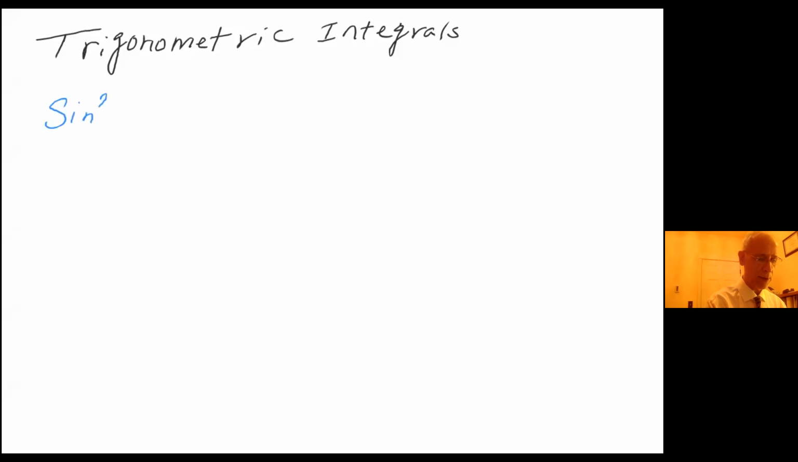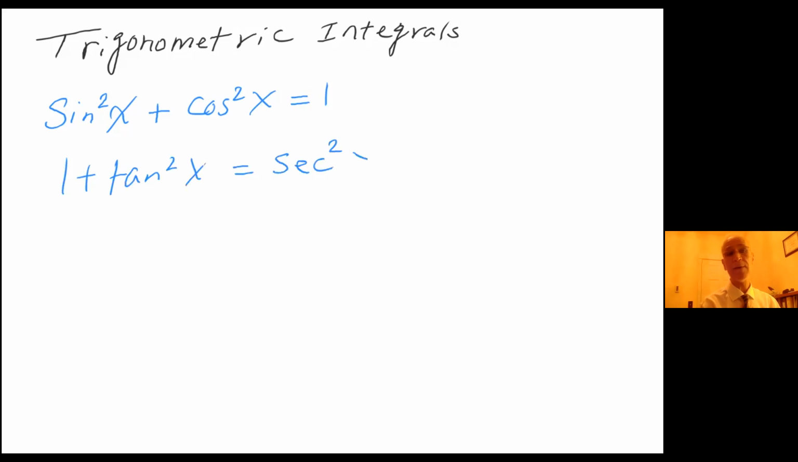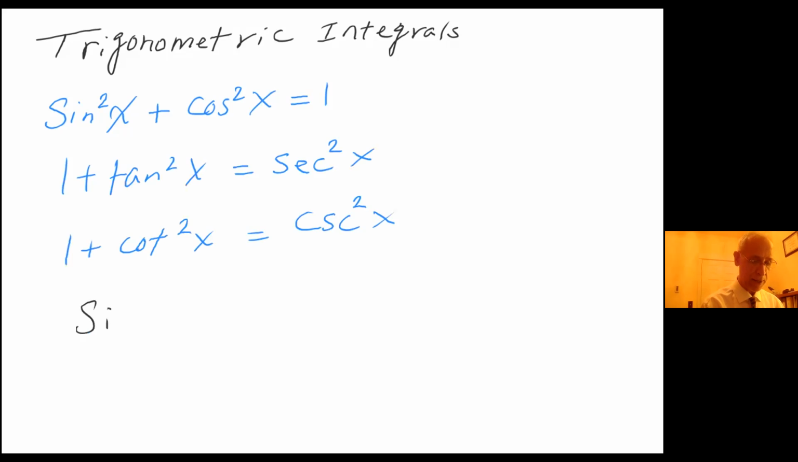Sine squared of x plus cosine squared of x equals 1. 1 plus tangent squared of x equals secant squared of x. 1 plus cotangent squared of x equals cosecant squared of x. Another good identity to have is sine of 2x equals 2 sine x cosine x.